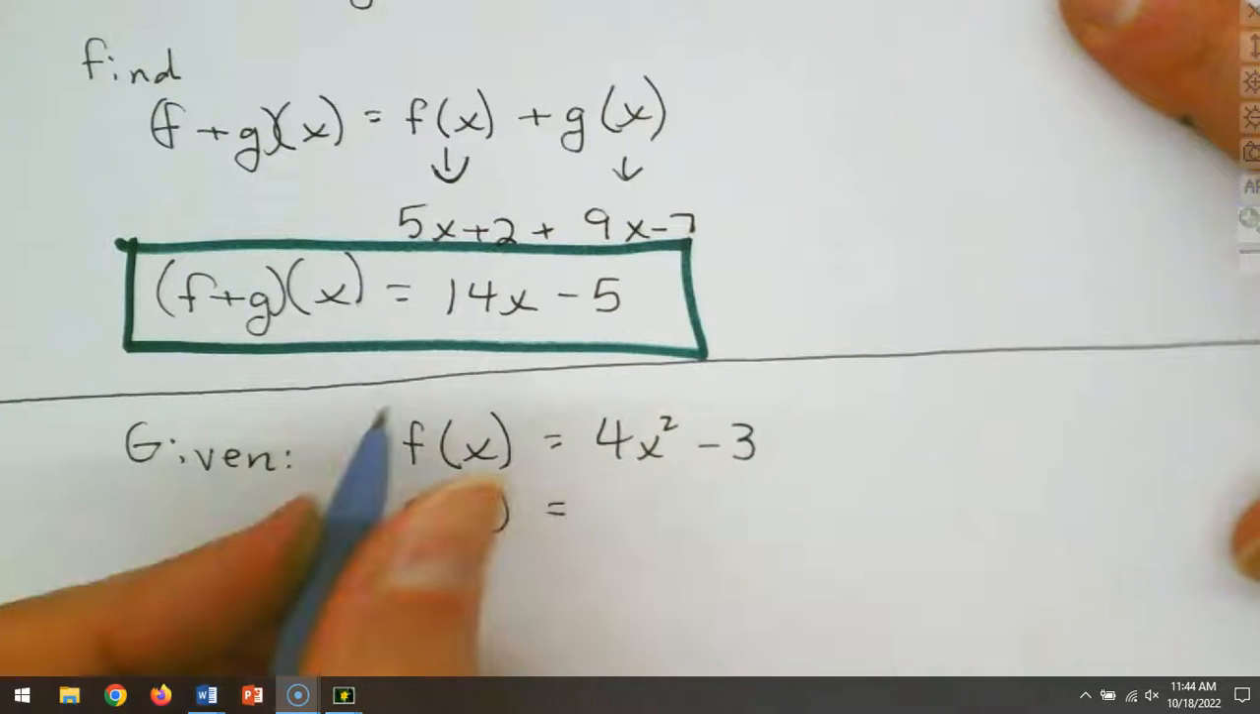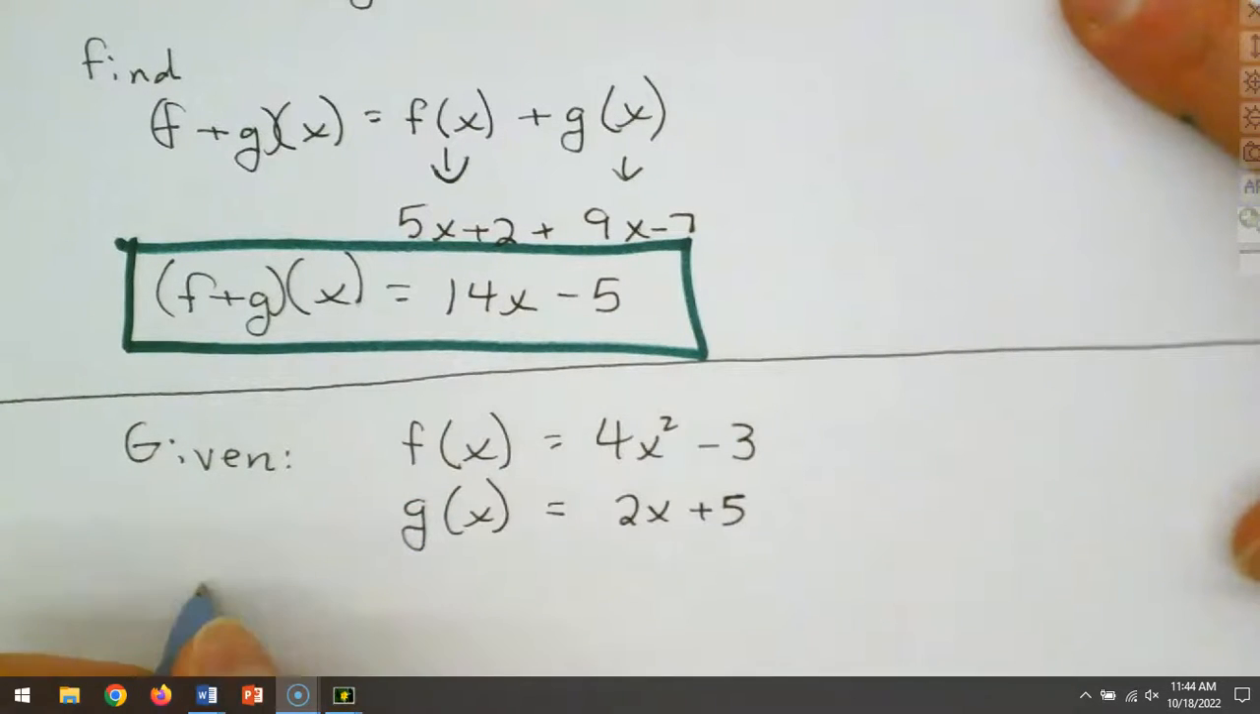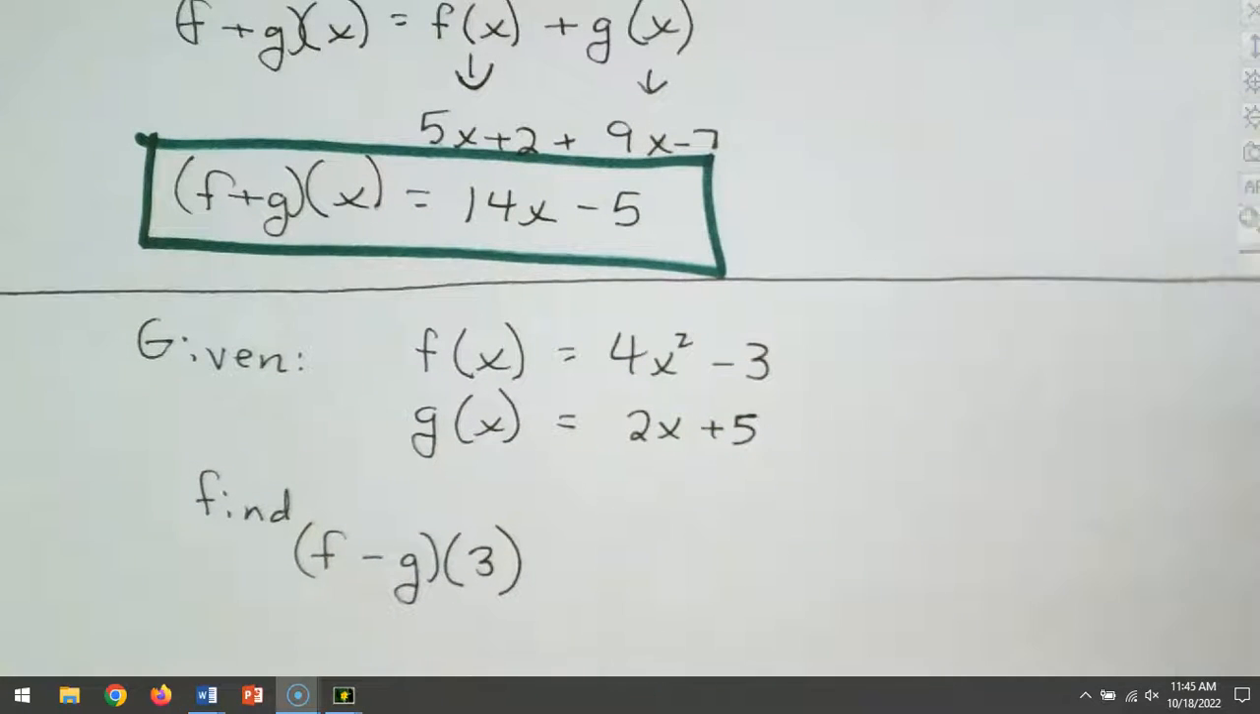g of x is 2x plus 5. And I want you to find f minus g of 3. Now, what are we going to have for our answer? Inside the parentheses is what? A 3, right? Number 3. So that means we're going to get a number out.